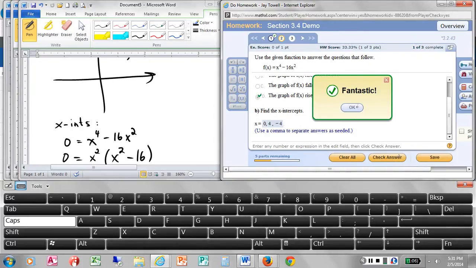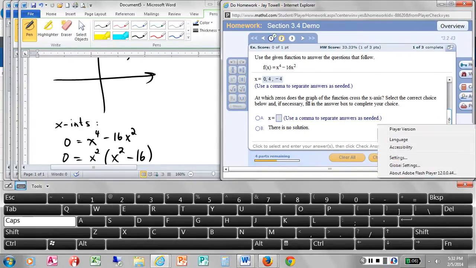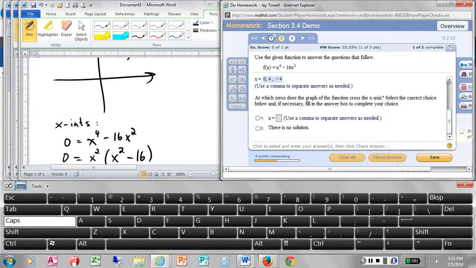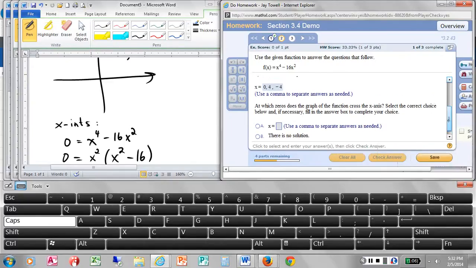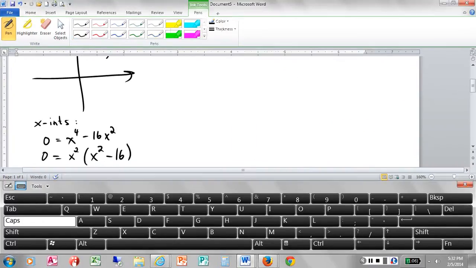All right. Now it's going to ask us, at which of the zeros does the graph of the function cross the x-axis? Well, let me just look at a little bit here, this graph. Expand this out a little bit.